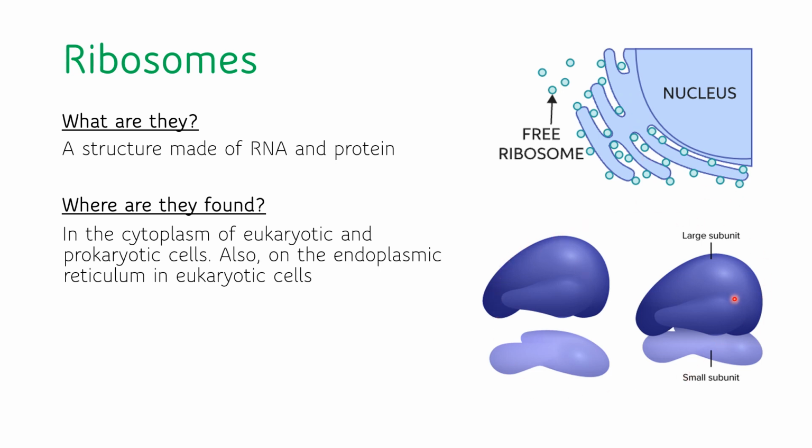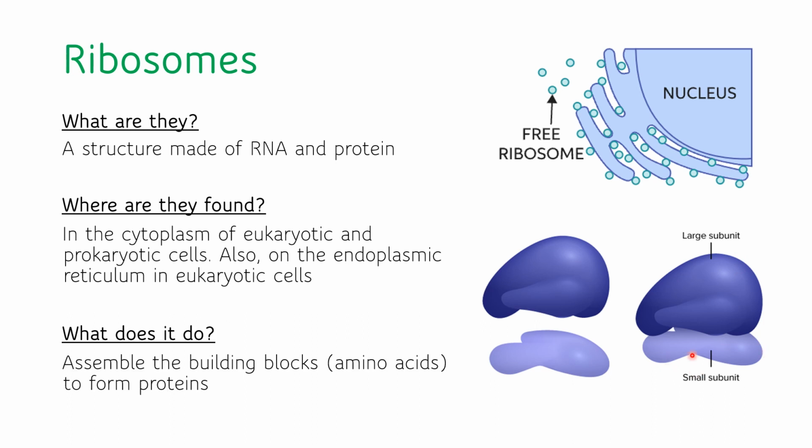So we have a large subunit and a small subunit, and they're involved in assembling the building blocks, so amino acids, to form proteins. Super important in creating proteins, which are essential for functioning of cells.